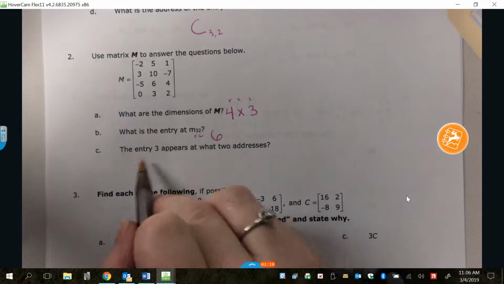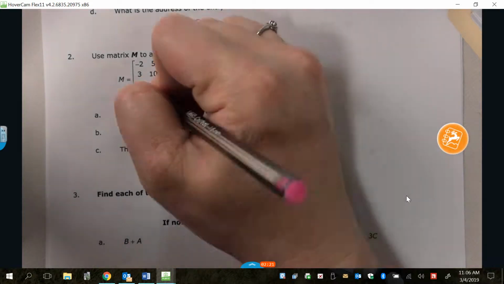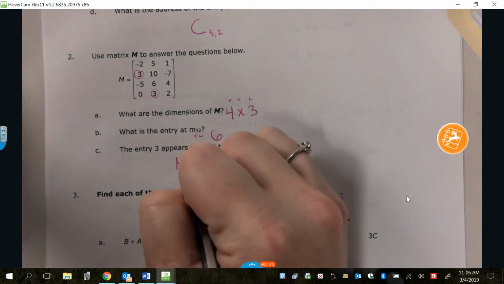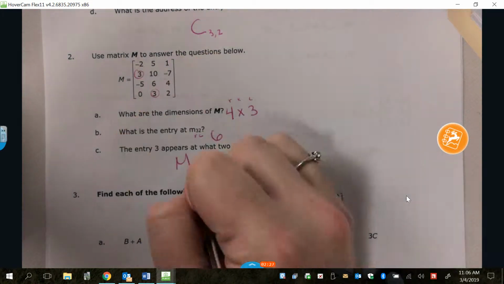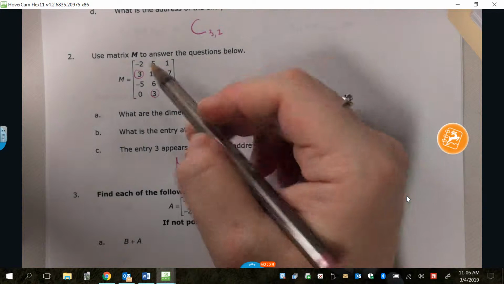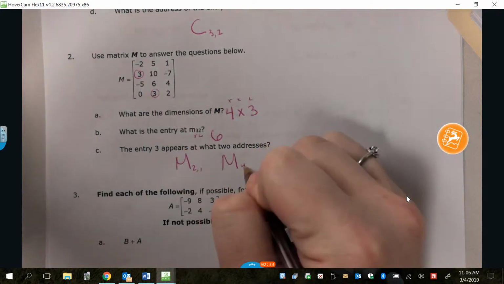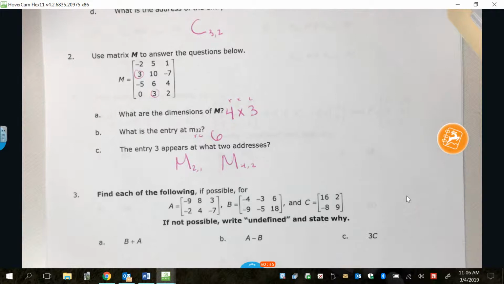And the entry 3 appears at what 2 addresses? We have 3 here and 3 here. So it's at M row 2, column 1, and then at row 4, column 2.